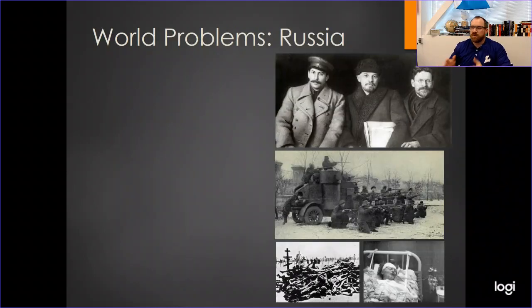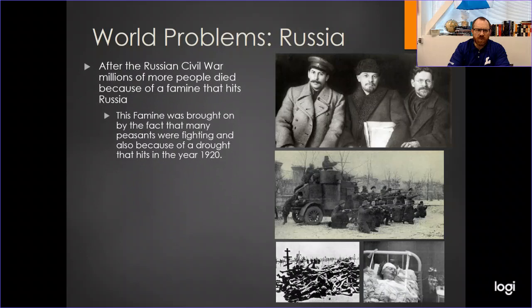Now, moving on to Russia. We talked about Russia a bit in World War I, so I'm not going to rehash a lot of that. Just know that after losing millions of people in World War I and then losing millions of people in the Civil War that we already talked about, a famine hits, and you lose millions more people in a famine. It's awful to be Russian.